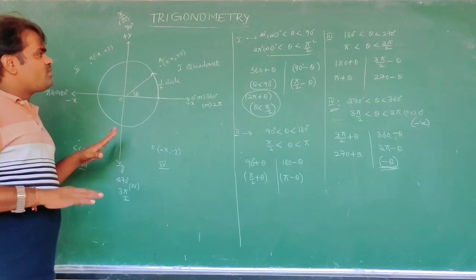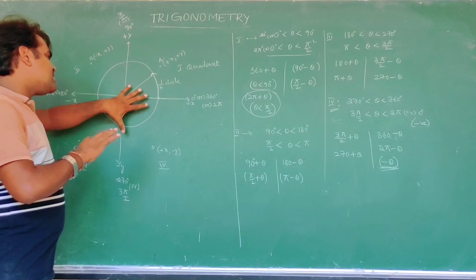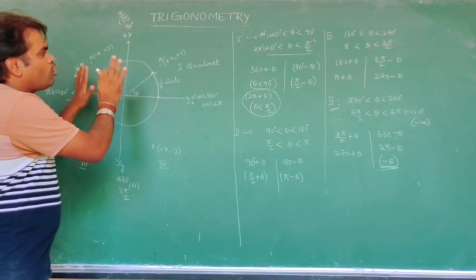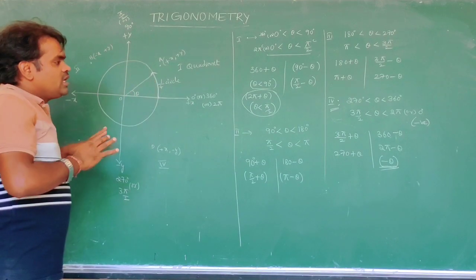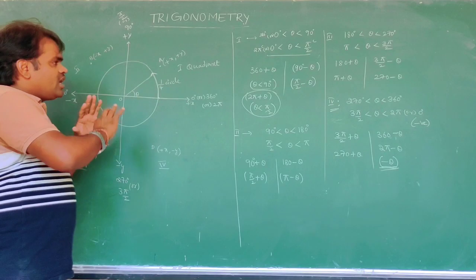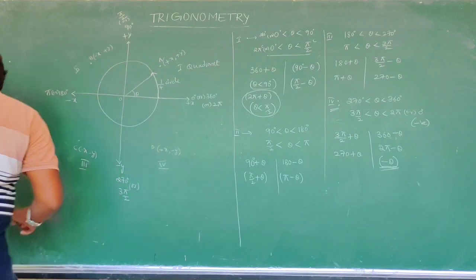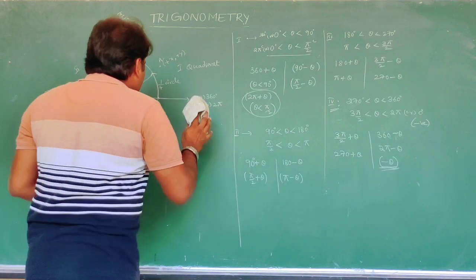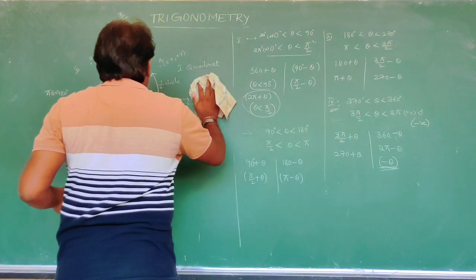Keep in your mind, fourth quadrant. This is about a circle, which can be divided into 4 quadrants. How can we divide the 4 quadrants? Now we are going to discuss and understand the triangle and trigonometric ratios.